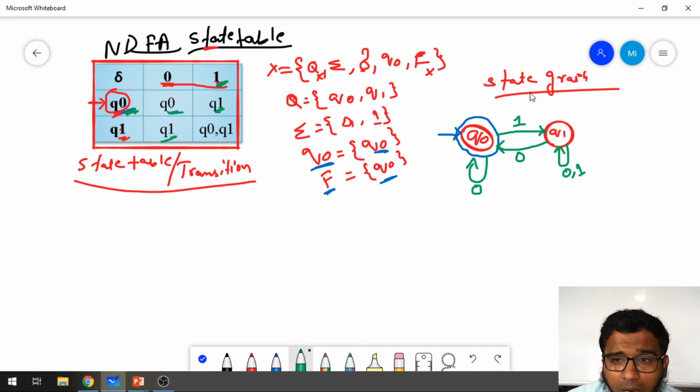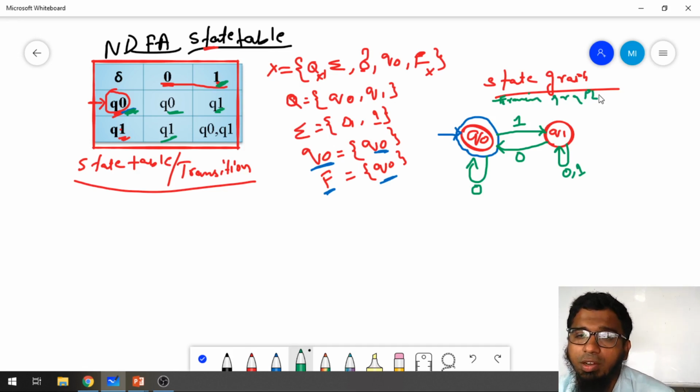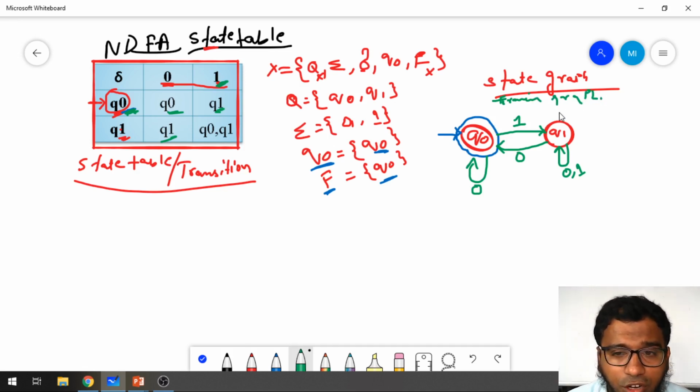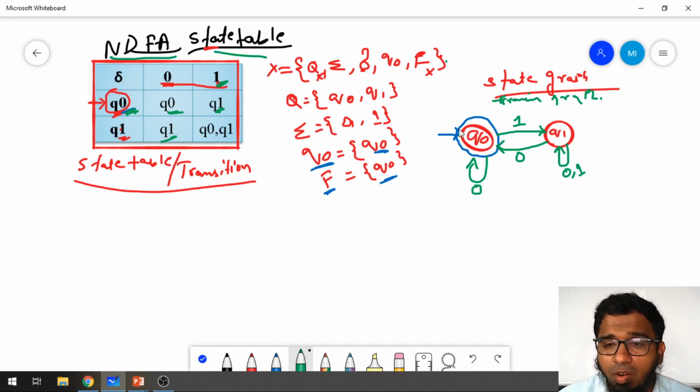So, this is the transition graph. You can say state graph or transition graph. Fine. So, we created the NDFA state table, we saw the Q, sigma, Q0, F, and we drew the state graph also.